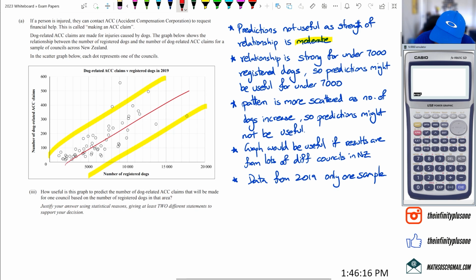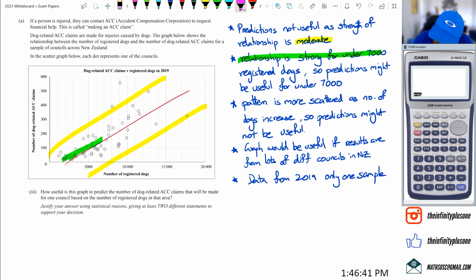One thing that we can say, for the second bullet point, is that the relationship is strong for under 7,000. If you look at under 7,000, those values are really close together. So you can be quite confident with your prediction for anything under 7,000, but anything over that, that's the next bullet point.